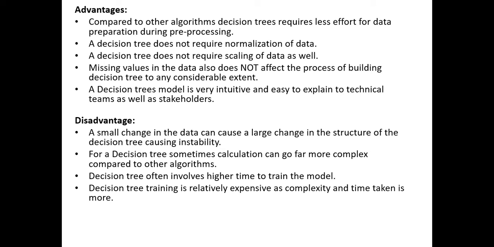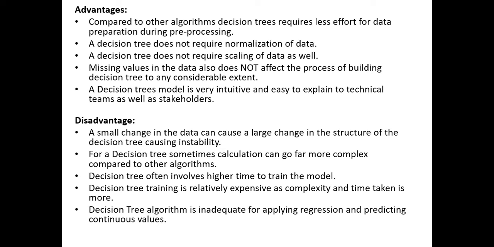Decision tree algorithm is inadequate for applying regression and predicting continuous values. So we can use decision tree for regression as well as classification. But here, one of the disadvantages is that it is inadequate for regression and predicting continuous values. So we saw what is decision tree, and what are the advantages and disadvantages of using decision tree. Now we will see how we can implement it in Jupyter Notebook using Python.